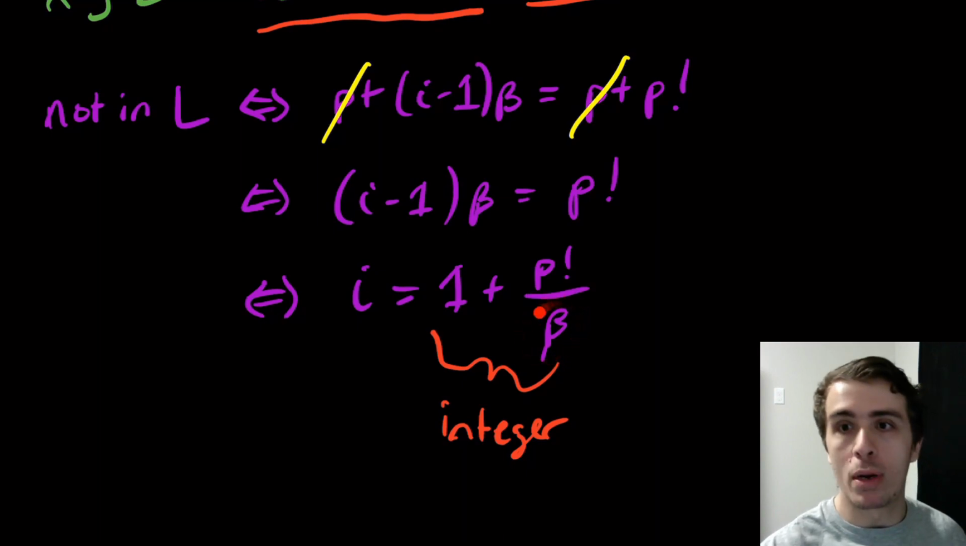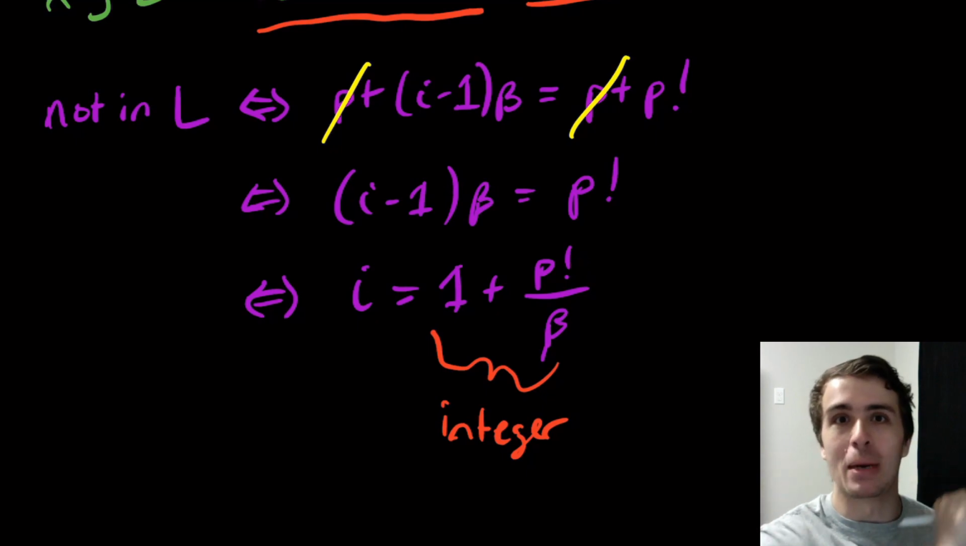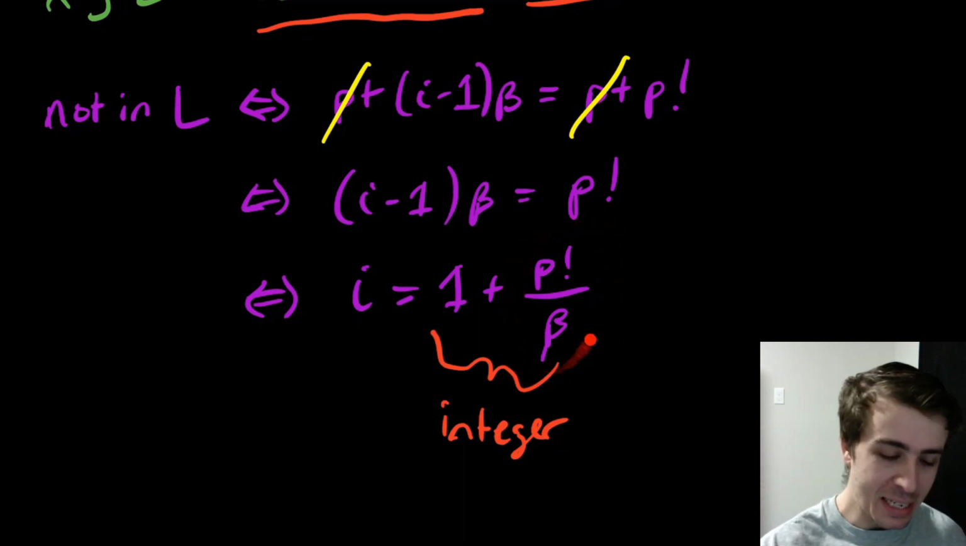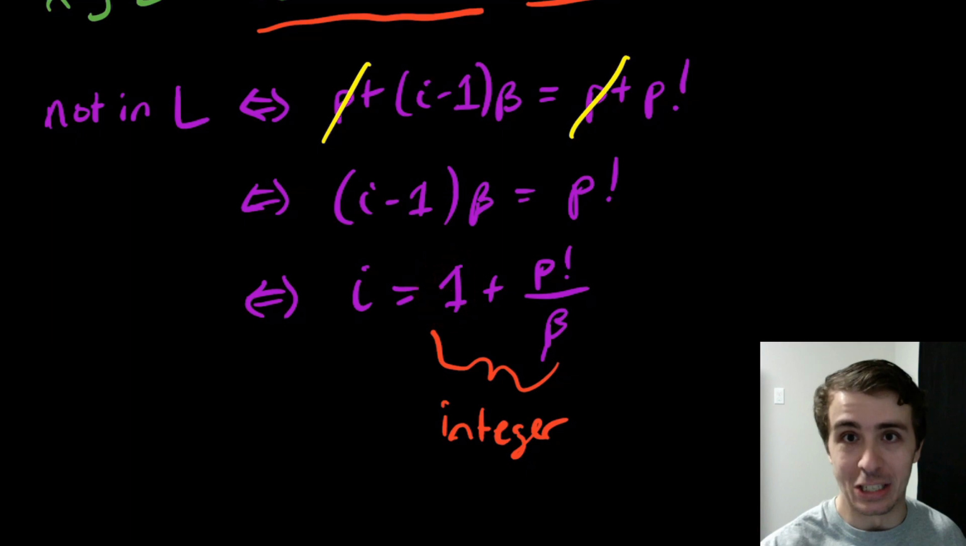Because beta is between 1 and P, it must divide P factorial, because that's the product of 1 times 2 times 3 times all the way up to P. So beta divides it, and so this part is an integer, and clearly this is an integer. So I, right here, is some integer that we can pick.